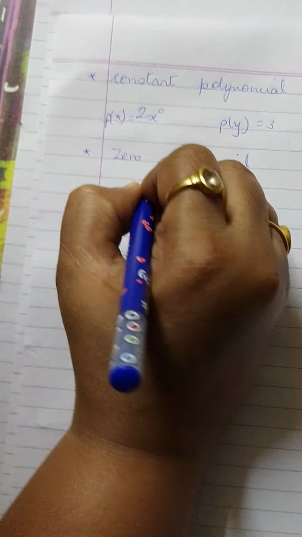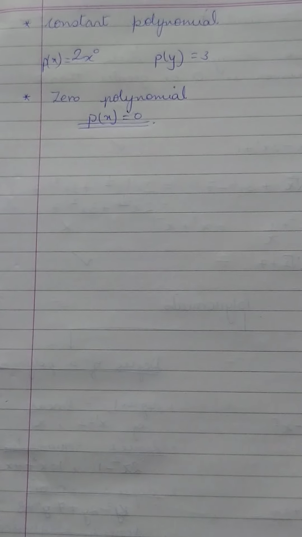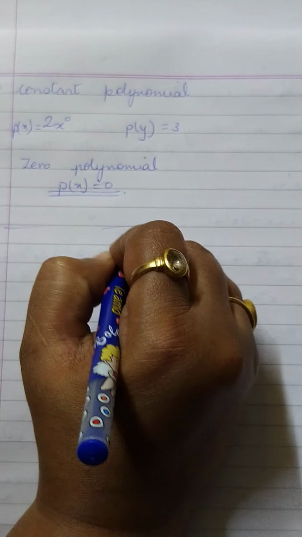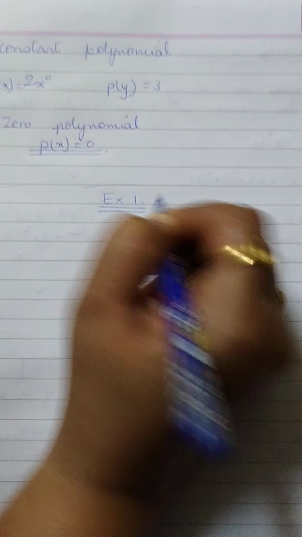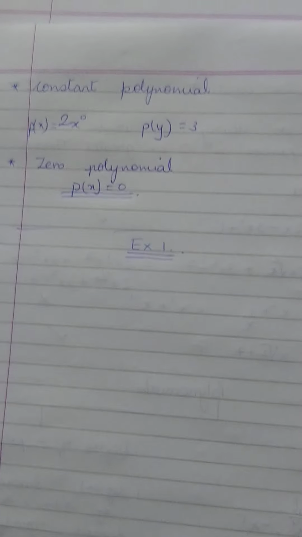Then what is a zero polynomial? A constant polynomial which is 0. A constant polynomial which is equal to 0 is called a zero polynomial. Okay, so with this much knowledge, you will be able to solve the first exercise of this chapter. Please do that first exercise and also write down the notes that I shall be sharing after the video. Do write down the notes and then you will start with the exercise. I hope it is clear.